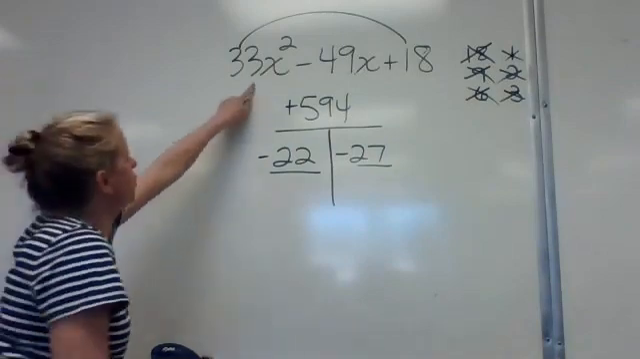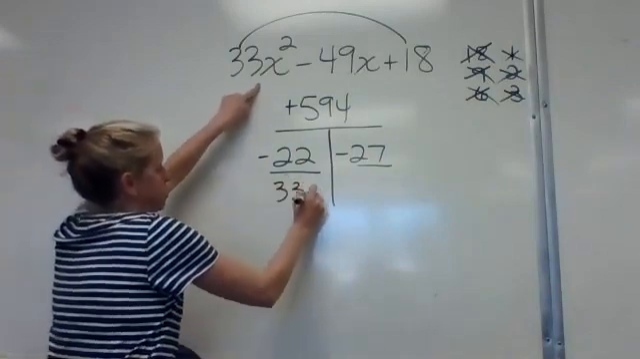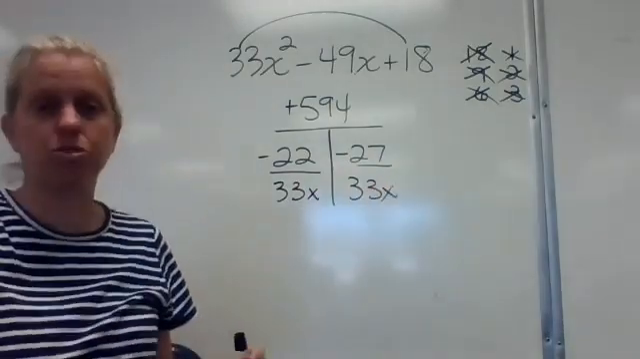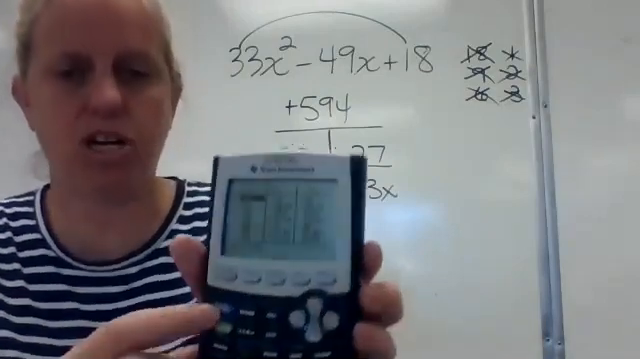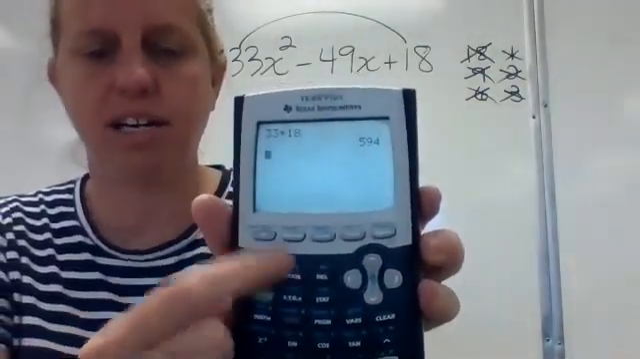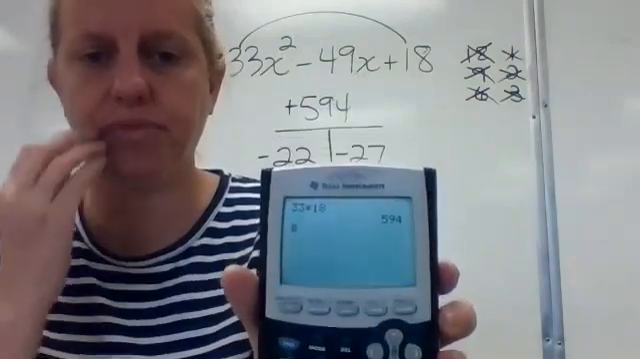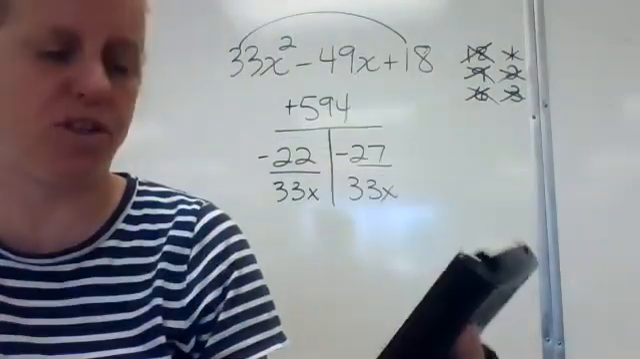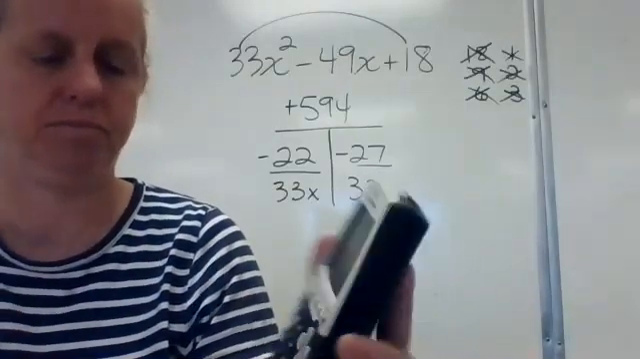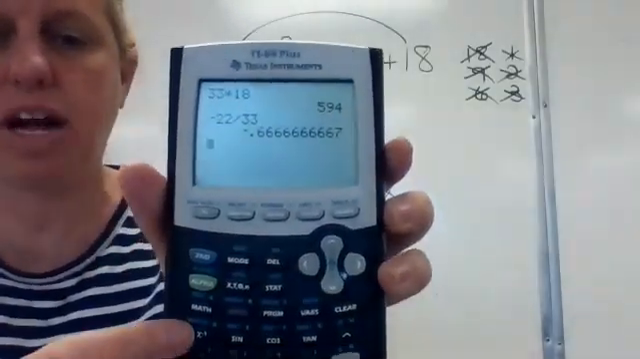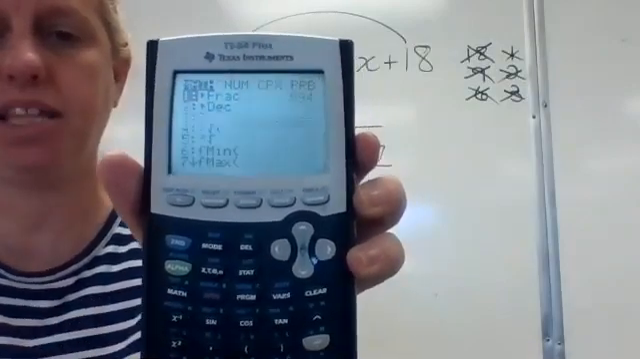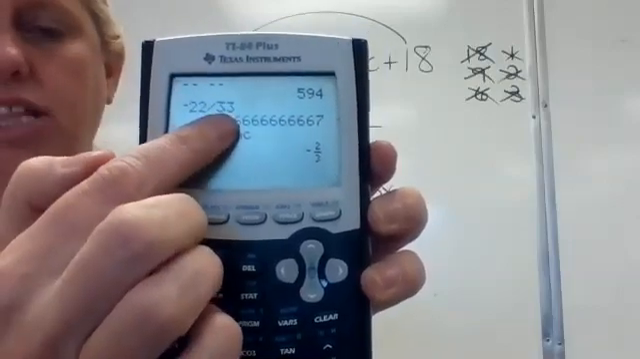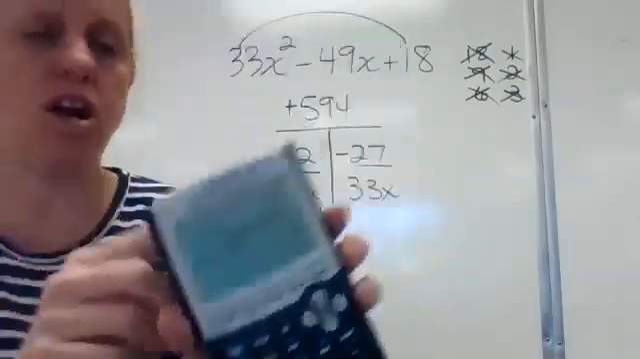I'm putting them both over 33x. And then reducing those fractions, right? Your calculator will do that for you too. Just hit second quit. That gets you back to your home screen. So let's see, let's reduce this first fraction. I have negative 22 over 33. Hit enter, there's your crazy decimal. Math, enter that. So that will reduce negative 22 over 33 to negative 2/3.